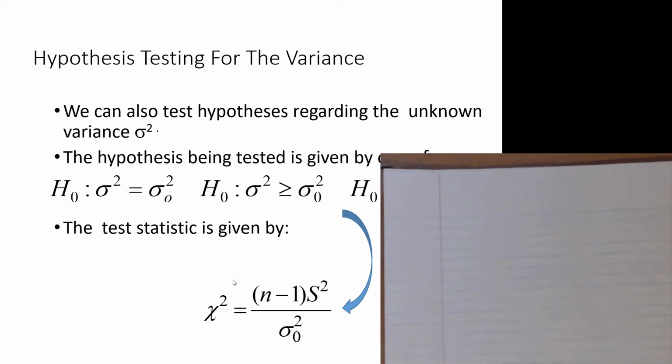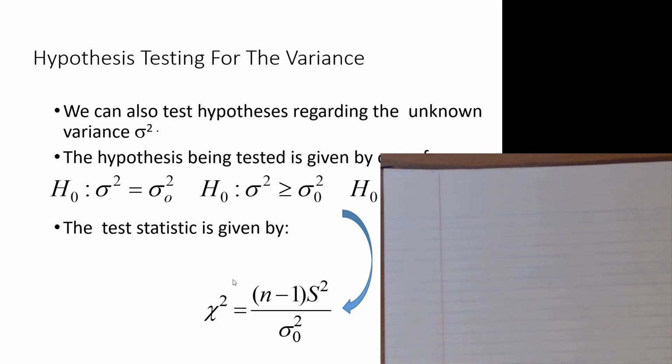H0, the variance is less than or equal to some number, and HA, as before, is exactly the opposite. If H0 is that the population variance is equal to a particular number, then HA is that it's not equal to that particular number, and so on.